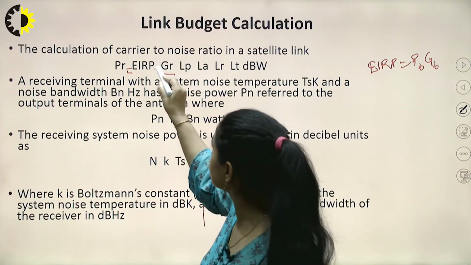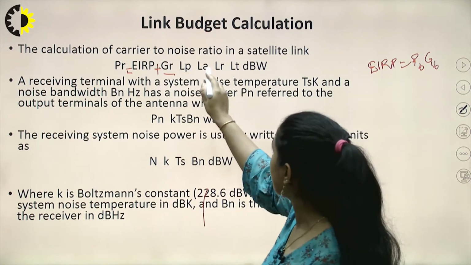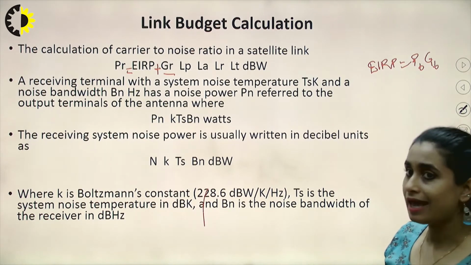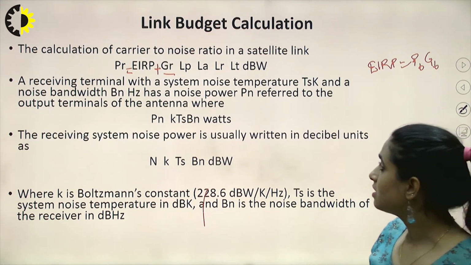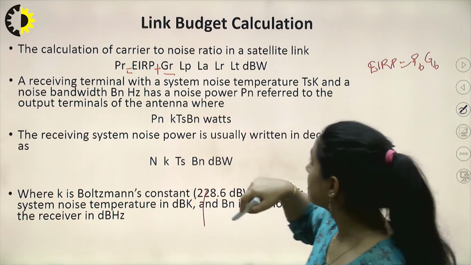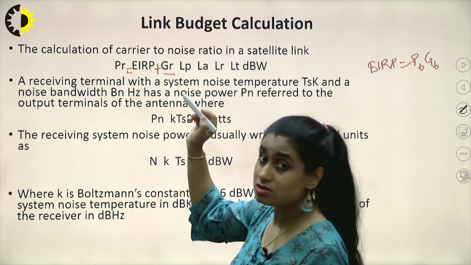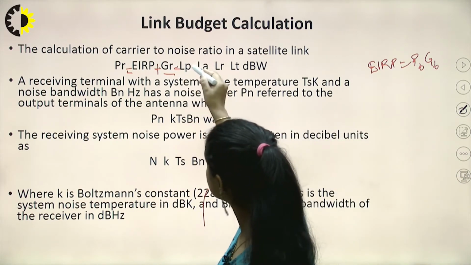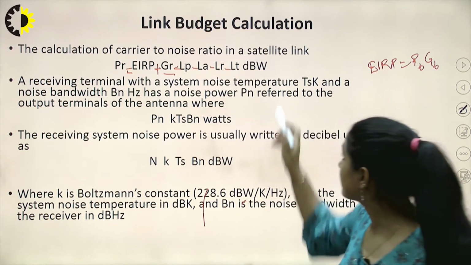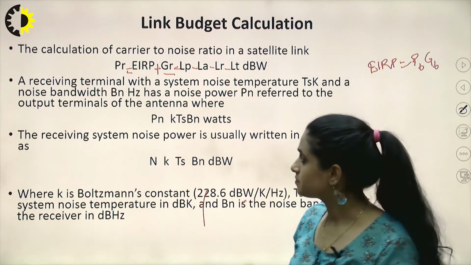And here GR is also considered, that is the gain of the receiving antenna. These two parameters must be added, right? And all these are the attenuations or losses. L_P tells me path loss, attenuation loss, losses associated with the receiving antenna, losses associated with the transmitting antenna. So all these losses must be subtracted. This is when we calculate in decibel watt, so all calculation is in plus and minus.